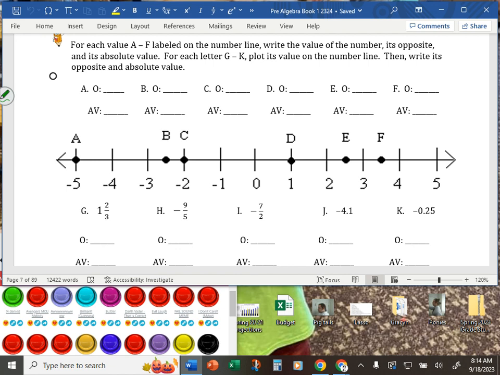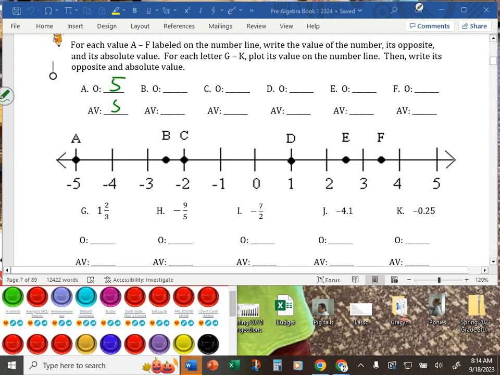A is negative 5. Therefore, what's the opposite of negative 5? Positive 5. What's the absolute value of negative 5? How far is negative 5 from 0? 5. There you go. Okay.